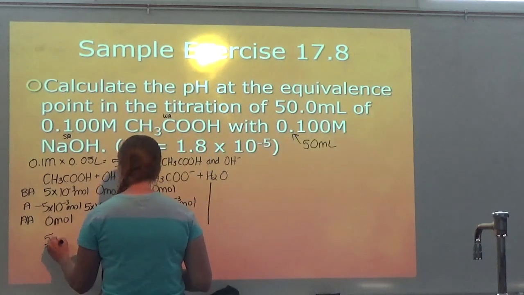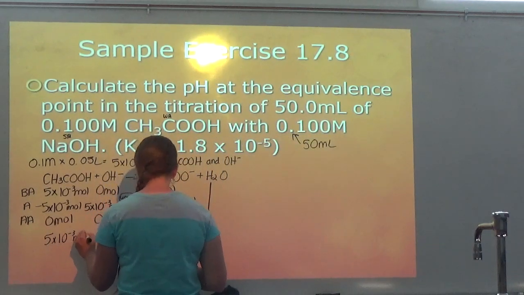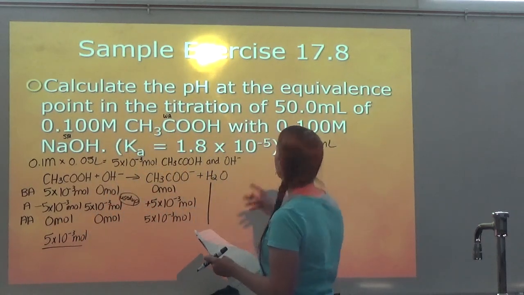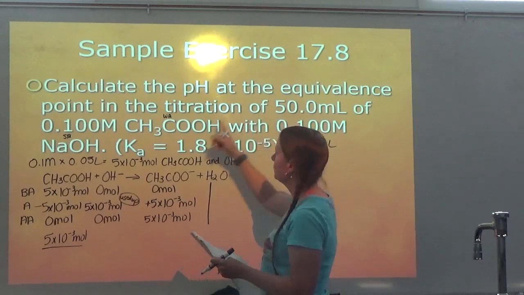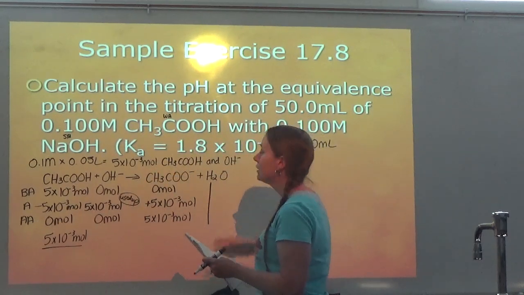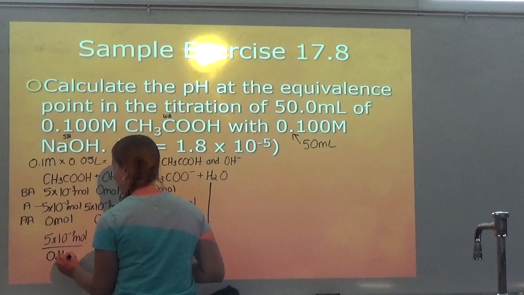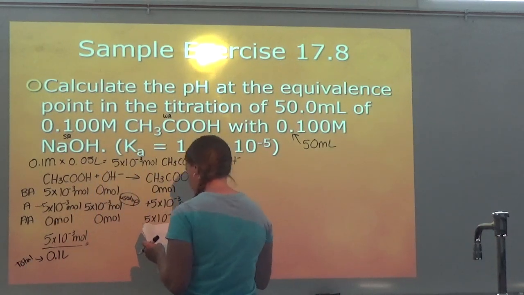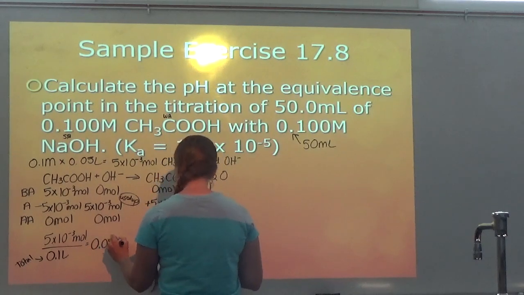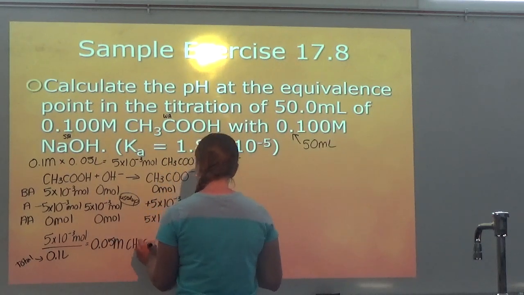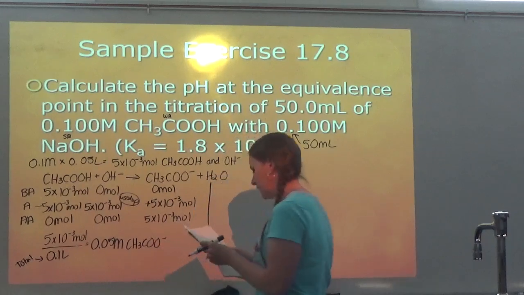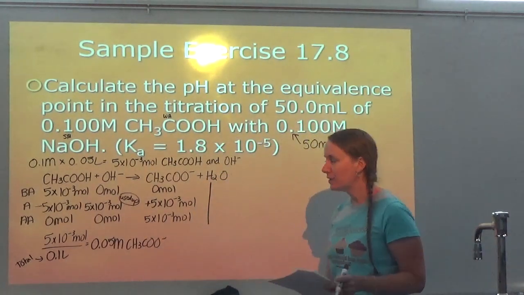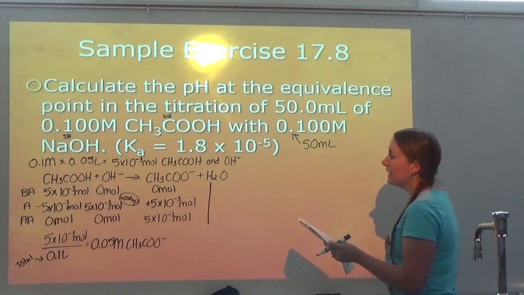So I said, okay, I have 5 times 10 to the negative 3 moles, and it's in 0.1 liter, because we have 50 plus 50, so 100. So it's 0.1 liters, so don't forget to use total volume. And so I ended up getting that it's 0.05 molar of my CH3COO minus, just like that. So remember, as much as we want to use Henderson-Hasselbalch here, we can't. So then I set up an ICE chart.